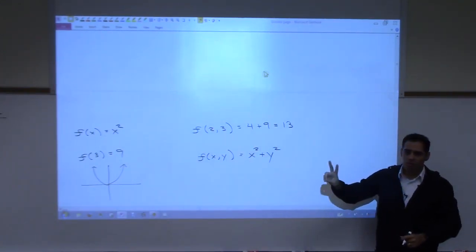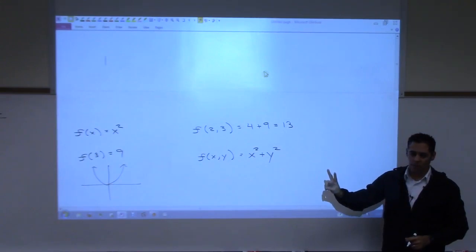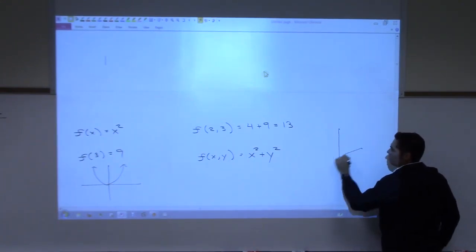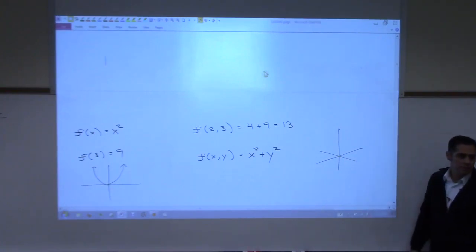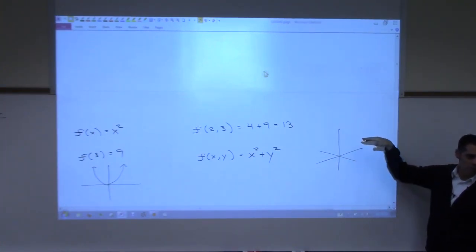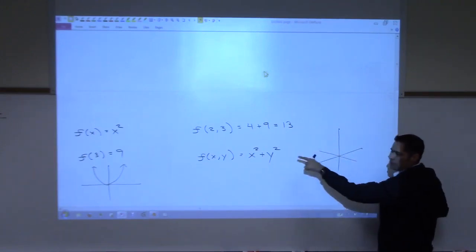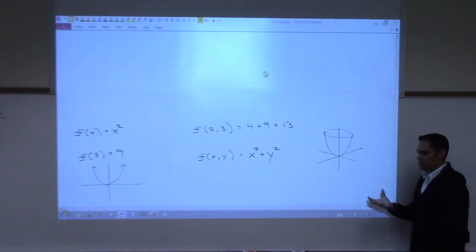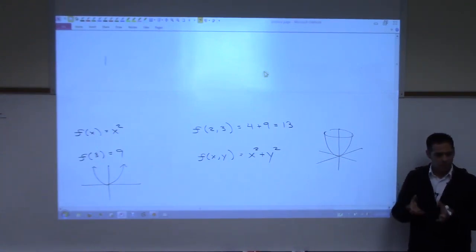Now you need two axes for your input and one axis for your output, which means you've got to go to 3D, right? And so the ground is now x and y, and the output is what we call z, and what this would graph is a surface. In fact, that would actually graph what we call a paraboloid. It would be like a bowl, so it's a surface.